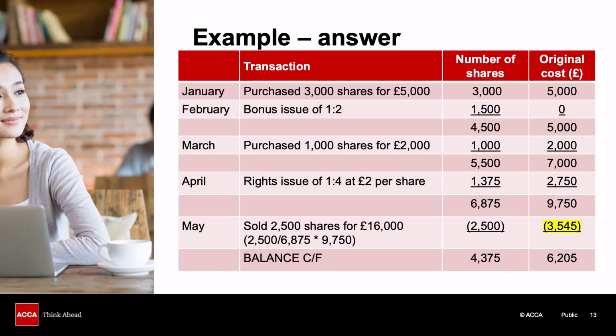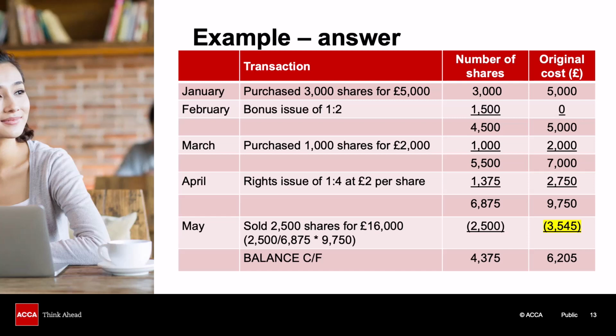On the left-hand side, we've got the transactions listed out, and then we've got 2 columns here on the right-hand side, one for the number of shares and one for the original cost. So if we take it chronologically then, in January she purchased 3,000 shares in the company and that cost £5,000. So we put 3,000 in the number of shares column and £5,000 in the cost column.